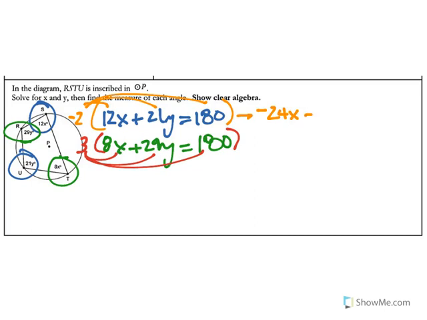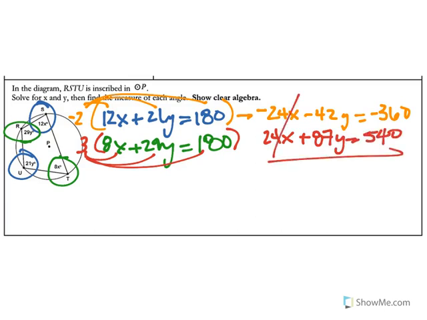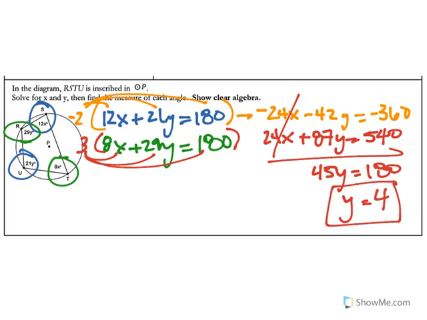So I'm going to keep solving. I've got negative 24x. I've got minus 42y equals negative 360. And then I've got positive 24x and positive 87y and positive 540. Together, the x's cancel. I get 45y equals 180, and then I divide by 45, and I get y equals 4. In order to solve, you just put that y into any of the other equations.